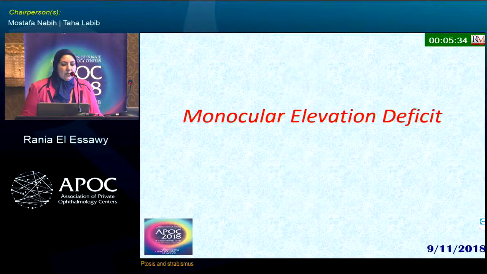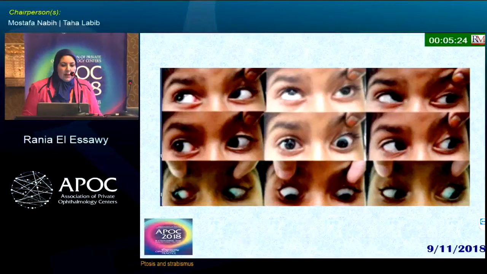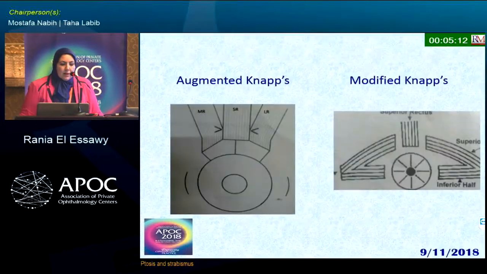Other cases of monocular elevation deficit, however, the patient has a considerable amount of ptosis together with the hypotropia and with the limitation of elevation. If we look at this complex picture, we will find out that the patient cannot elevate the eye either up and in or up and out, to be differentiated from a Brown syndrome.